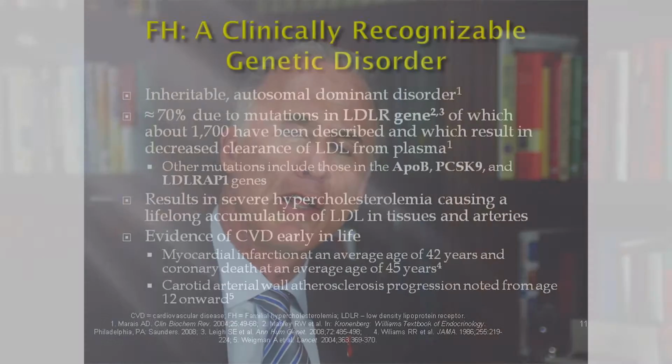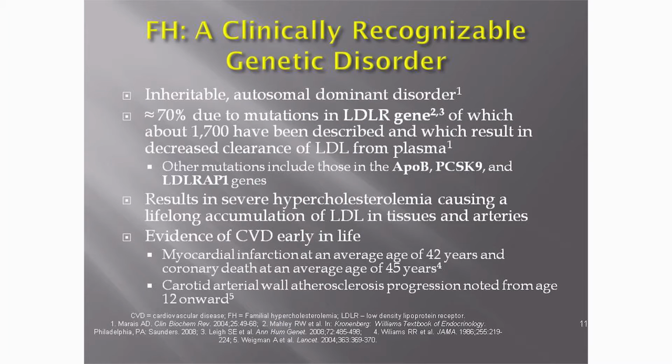Classic Mendelian genetics tells us that 1 in a million people will have the homozygous form of this disorder, but in fact that's actually being questioned at present, and many of us believe that many more people have homozygous FH than that 1 in a million. So it is a clinically recognizable genetic disorder. It's inheritable in an autosomal dominant fashion, and about 70% of the mutations have been identified in the LDL receptor gene.